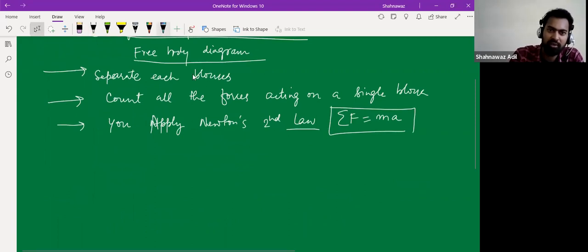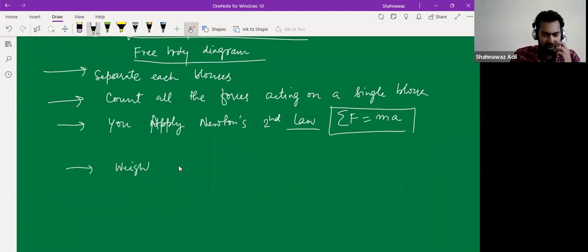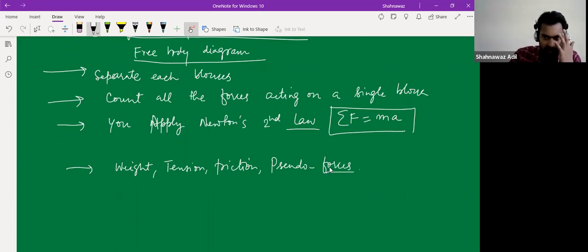So one is obviously the weight, right? The second one is what? Tension. And there are what? Friction. And there are pseudo forces, but you need not apply this. Right. So let me give you one example of how you apply the free body diagram.